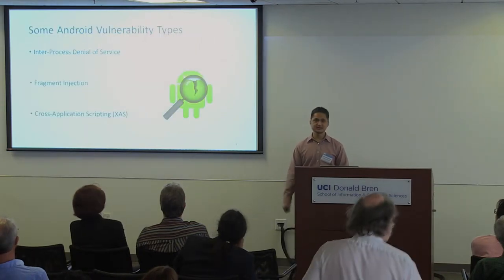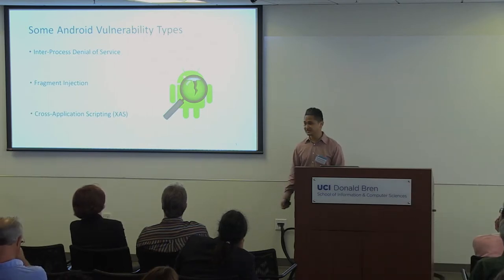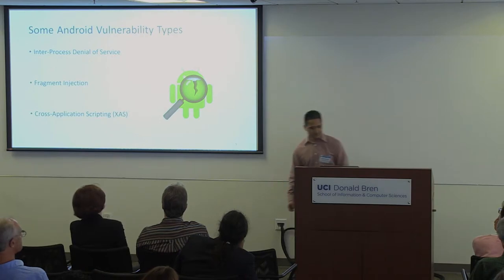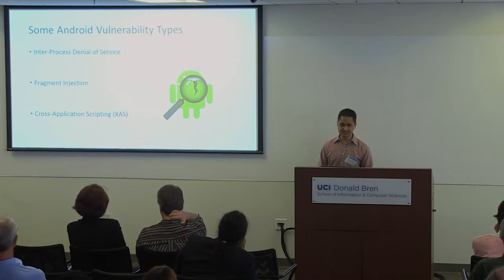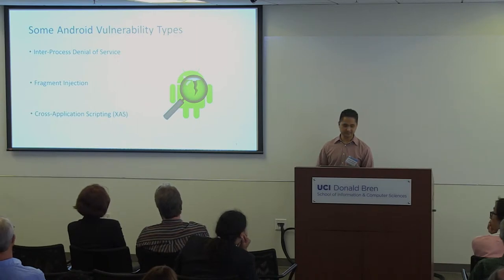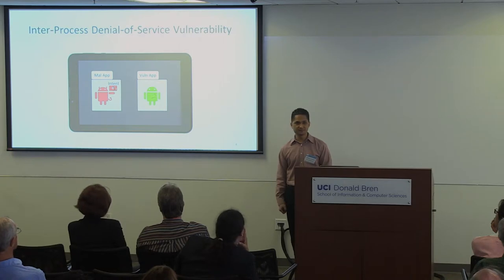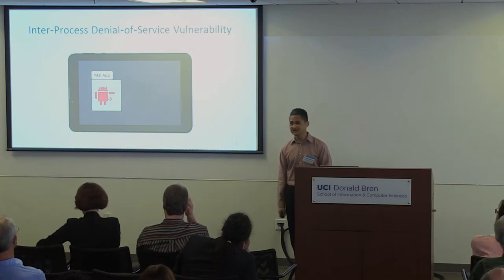And so this intercomponent communication-based mechanism, or intent, is used to exploit a bunch of vulnerability types. Three of them I'm going to talk about here: inter-process denial of service, fragment injection, and cross-application scripting. In terms of the inter-process denial of service, it's pretty simple and straightforward. You have a malicious app on your phone, and there's a vulnerable app it wants to attack. Well, it's going to send that intent, and it's going to make it unavailable, possibly by crashing the app.